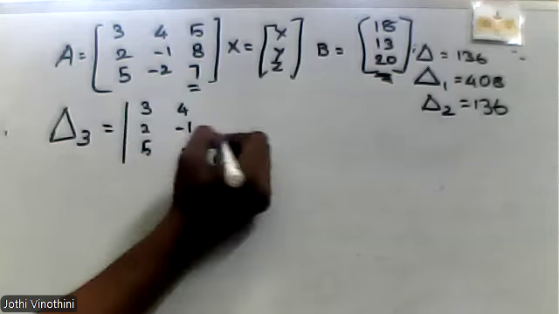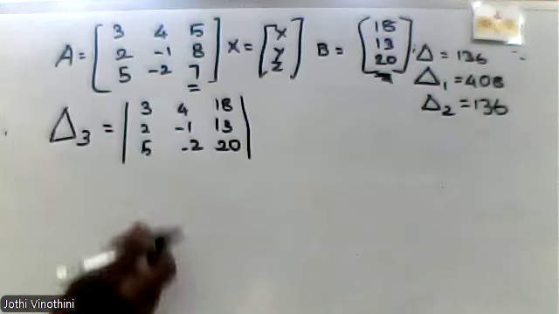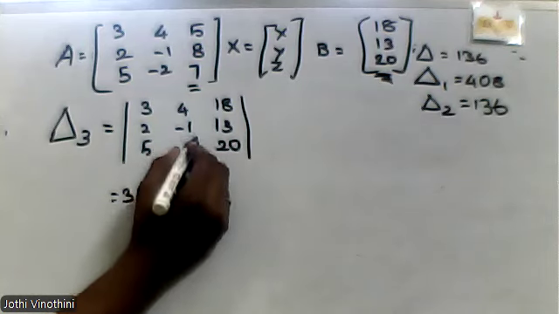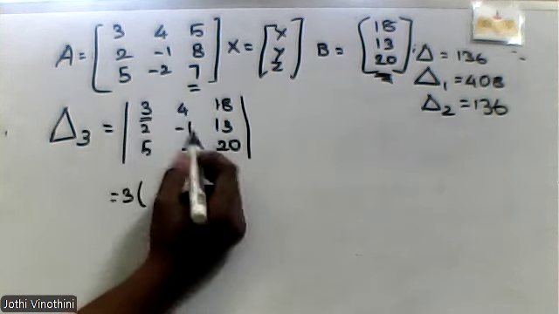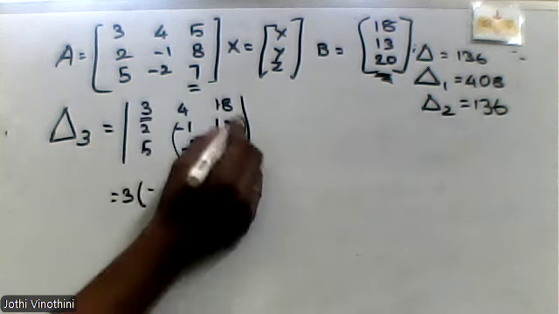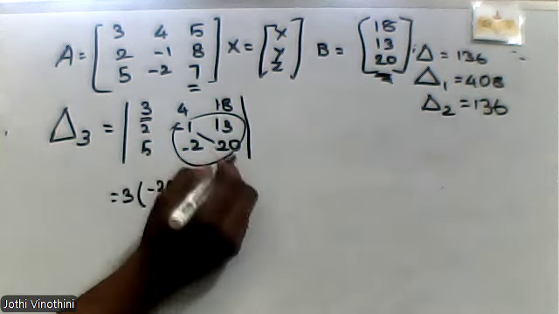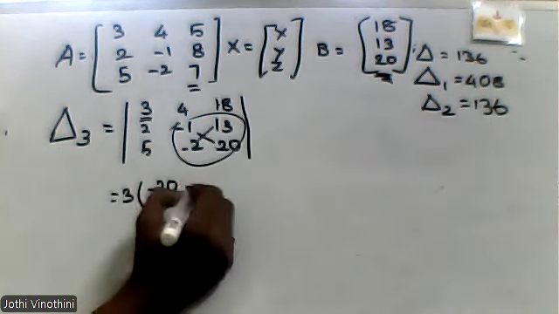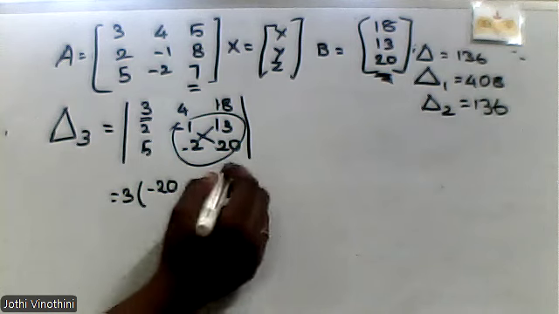4, minus 1, minus 2. What are the elements from B? 18, 13 and 20. We are going to take the determinant, right? So 3. While taking this, we have to leave this column and this row. So we will have this alone. So we have to cross multiply. 1 minus 1 multiplied by 20 is minus 20. While doing this, we have to add a minus already. So here it is minus 26, minus plus minus 26 is plus 26. Okay? Okay.